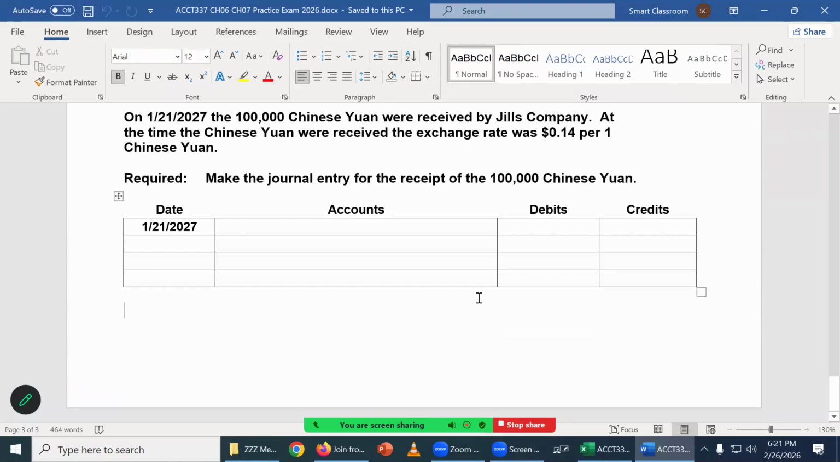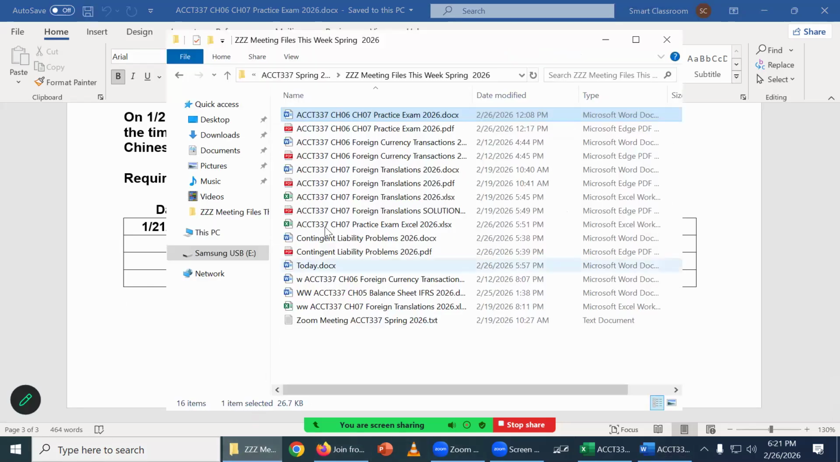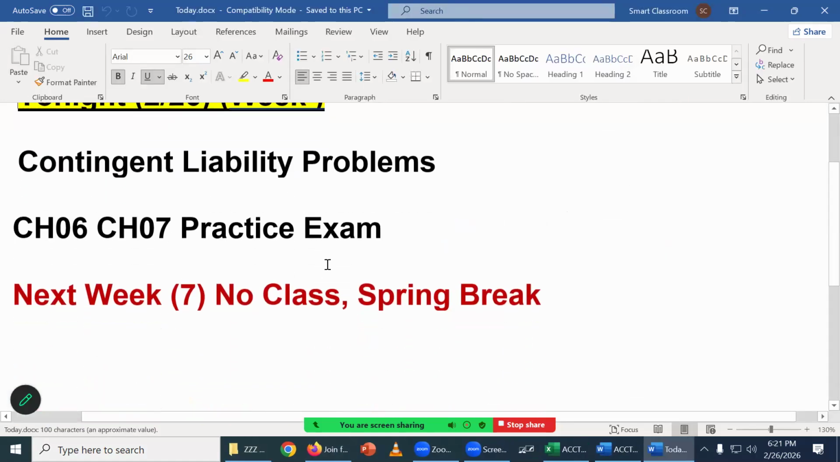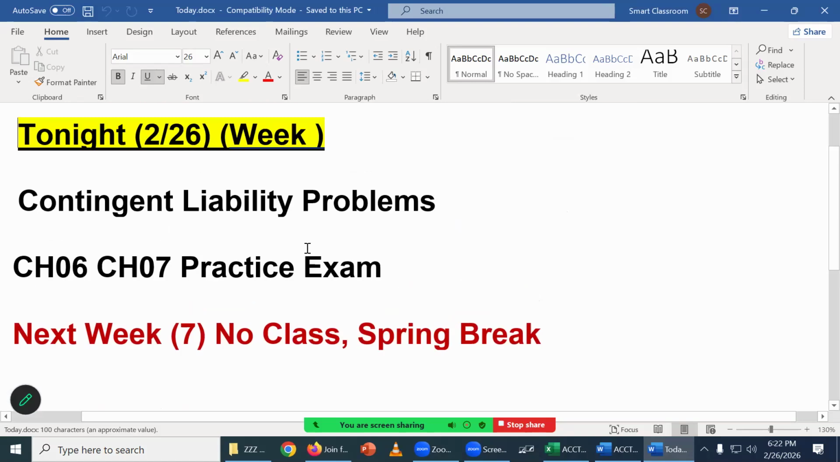I was going to do chapter 8, but chapter 8 is kind of a can of worms, so I'm going to hold off on that. And next week, oh, I didn't tell you guys this. Next week, no class. We're on spring break.